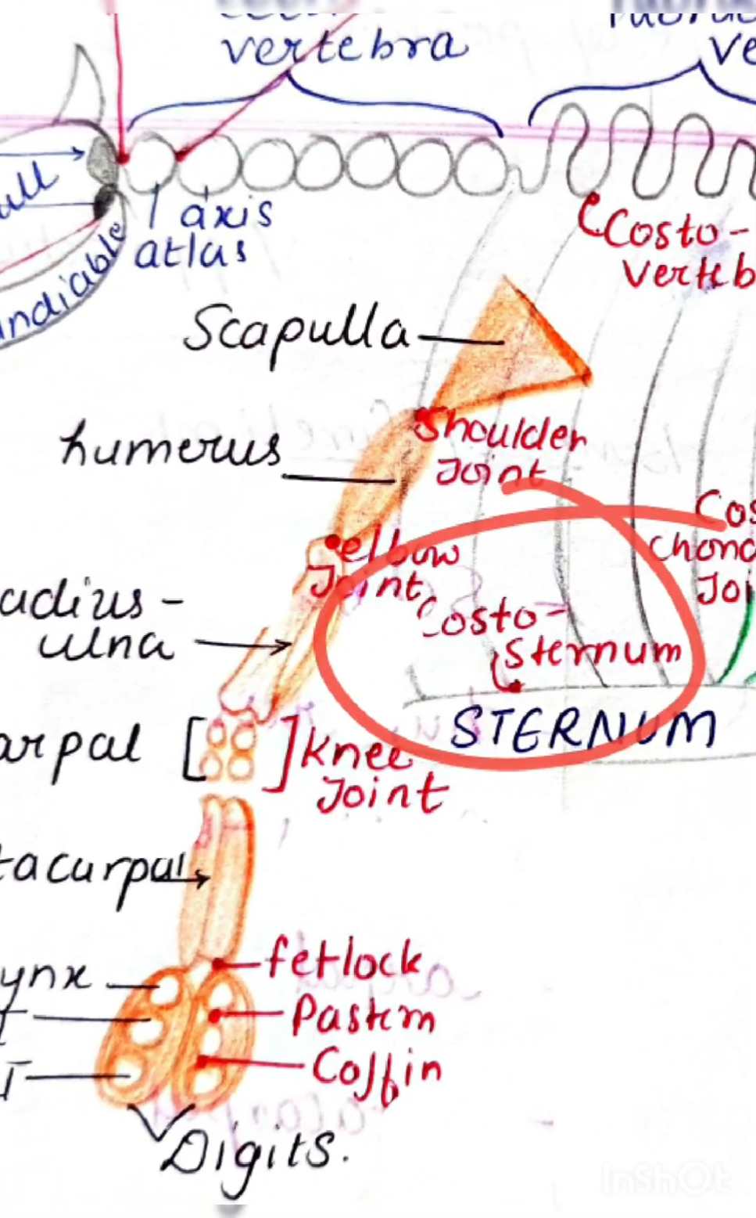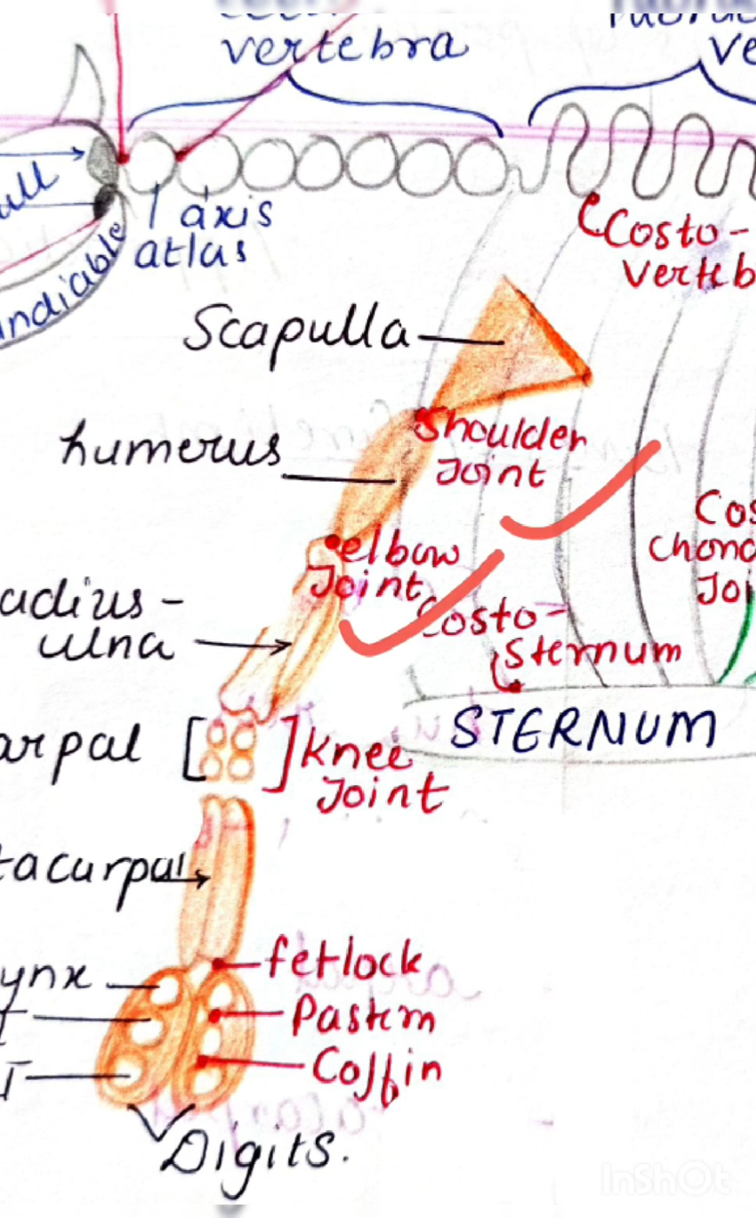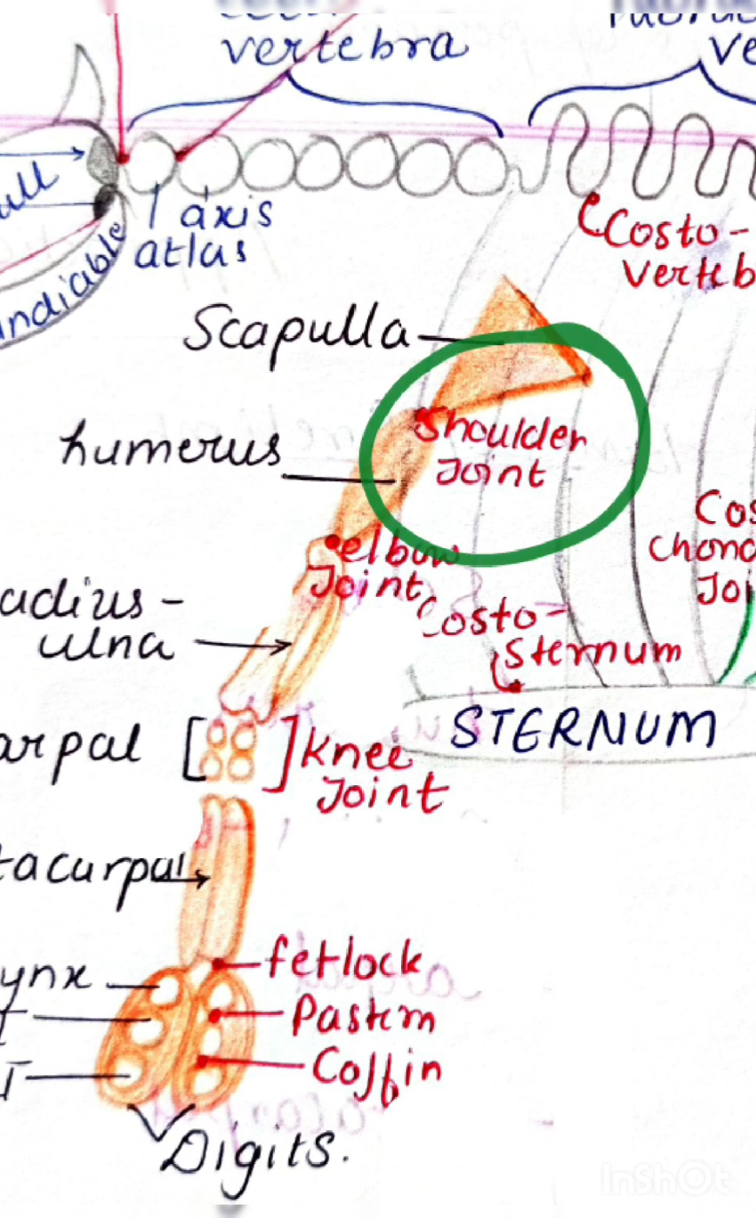Now let me study the forelimb joints. These include the shoulder joint, elbow joint, knee joint, fetlock, pastern and coffin. These three joints are the same in the forelimb and hind limb. Let me study the shoulder joint first. The shoulder joint is formed by the scapula and humerus. Another one is the elbow joint, which is present at the place of the elbow. It provides mobility to the forelimb.